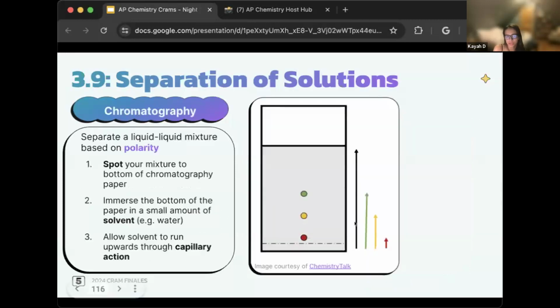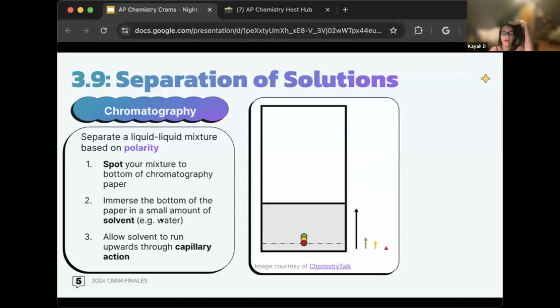Second, when separating solutions, we have chromatography. And this separates liquid mixtures based on polarity, right? You'll notice that all these different separation methods are based on different properties. The last one was boiling points, and this has to do with how polar it is. So what you'll pretty much do is spot your mixture at the bottom of a chromatography paper, and then immerse the bottom of the paper in a small amount of solvent, for example water. Then you allow the solvent to run upwards through capillary action.